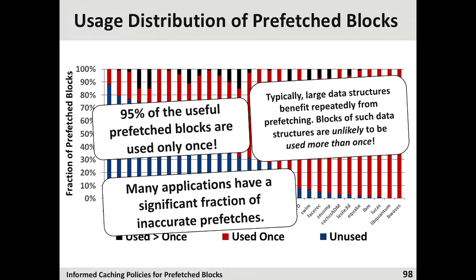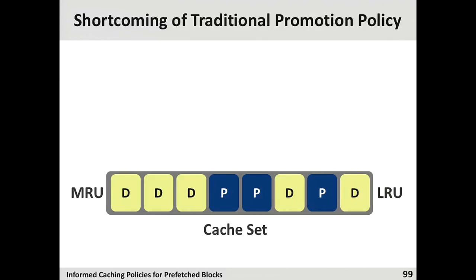You don't want to insert them in the MRU position. But as we've discussed in caching, you probably don't want to insert anything into the MRU position to begin with, right? You remember the dynamic insertion policy? You really want to be careful about what you insert where, to ensure that you're not polluting the cache and you're not thrashing the cache.